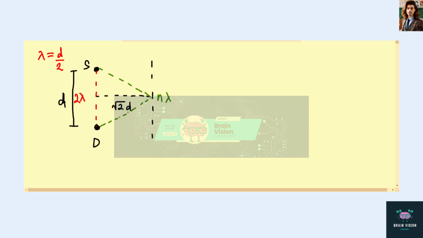Now in order for us to move the cardboard and get these 2 waves to be out of phase, we have to increase the length of the green path by half a wavelength. That's because then the phase of the 2 waves are going to be completely opposite of one another, and so they're going to destructively interfere.